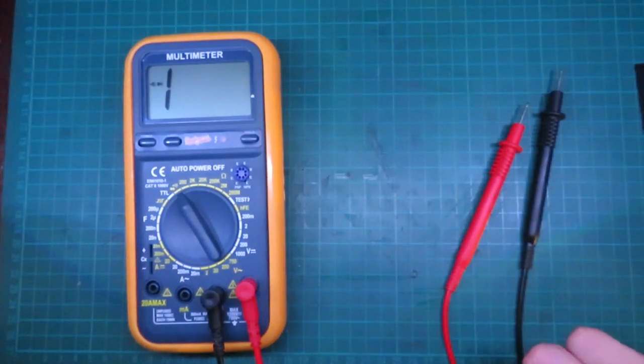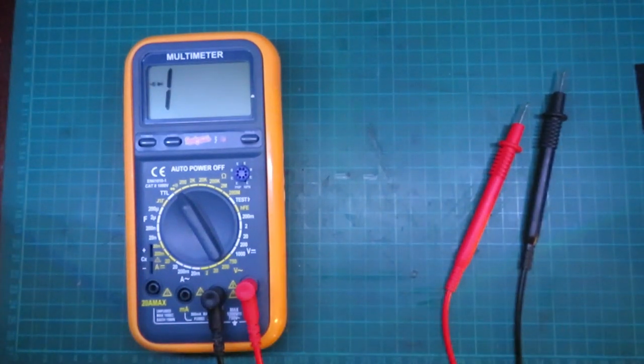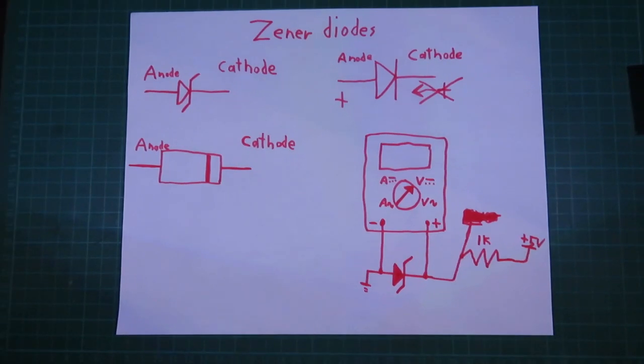Now, we'll need a little bit of a fancier setup to test a Zener diode. To test our Zener diodes, we will use a multimeter, a variable power supply, or really just a power source, and a 1K resistor, just because we don't want to pump too much current through our diode, as that will wreck it, actually physically destroy it.